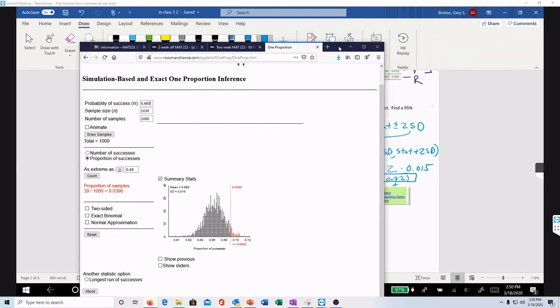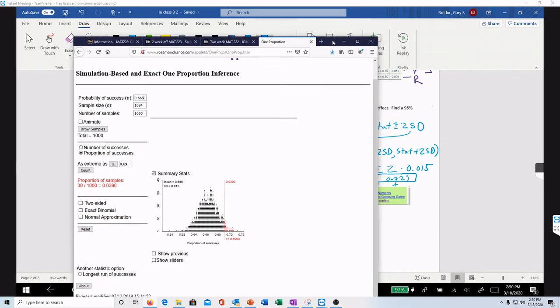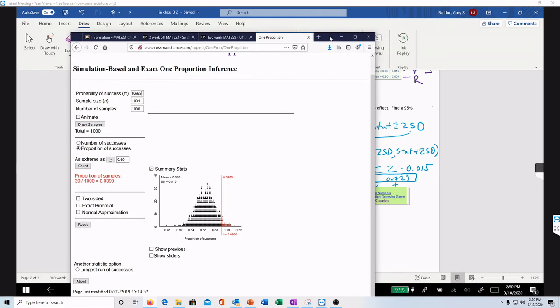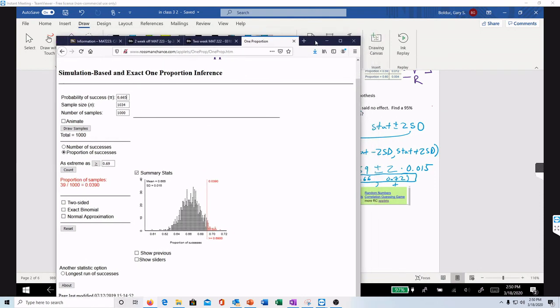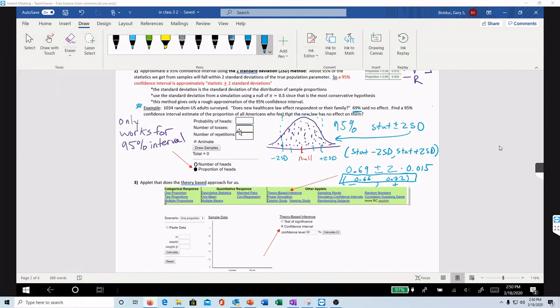So it's not perfect doing it this way. The number 2 is actually an approximation. The real number theoretically is 1.96 to use for this number right here, but 2 is pretty good, so that's what we're going to use for this. So it's not perfect, but it does a really good job.